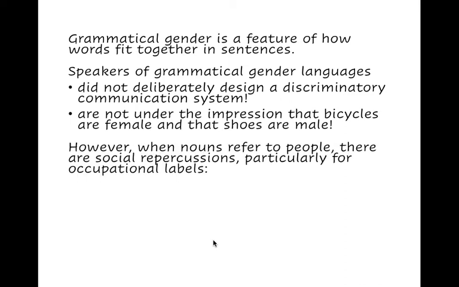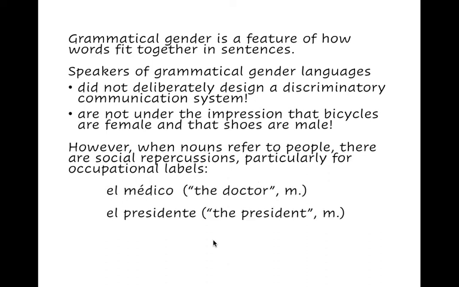But there are many nouns that refer to people, so there is a potential for social repercussions, especially when we think about occupational labels. El médico, the doctor, is a masculine noun. Presidente is a masculine noun. So when a woman wants to be a doctor or the president, well, there's a challenge with how to speak about this person.